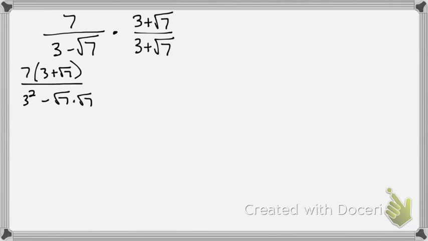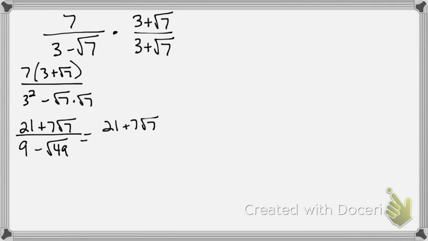I'm going to go ahead and distribute that 7. That's going to give me a 21 plus 7 times the square root of 7. For my denominator, 3 squared is going to give me 9, and then square root of 7 times square root of 7 gives me the square root of 49. Now when I do this, nine minus this becomes 7. Square root of 49 is 7. 7 times 7 gives me 49.